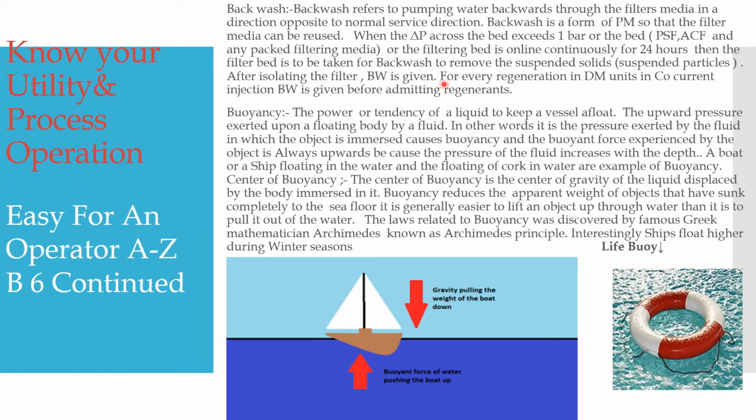Normally, backwash is given after air scouring to loosen the bed, then water is given from bottom to top. Usually, they maintain 1.5 times the maximum flow to remove the dirt or suspended solids settled over the bed. Also, for every regeneration in DM plants, if co-current regeneration is used, then backwash is given before admitting regenerants. Since service is from top to bottom, the regeneration also is from top to bottom, and all the regenerant admitting is done only after doing the backwash.